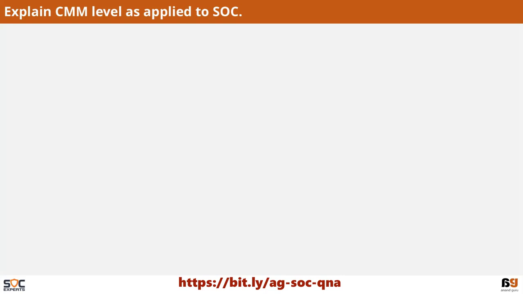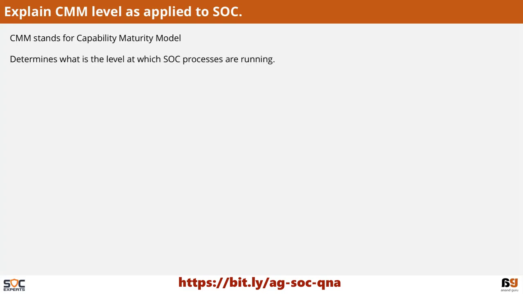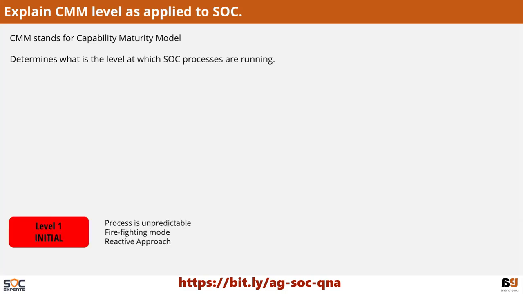Explain CMM level as applied to SOC. CMM stands for Capability Maturity Model. It determines the level at which SOC processes are currently running. The phase starts with initial level 1, in which case we could almost say that there is no SOC team at all. Processes are not defined, and mostly the team works in firefighting mode. That means whenever there is an incident, the team gets into a reactive approach.